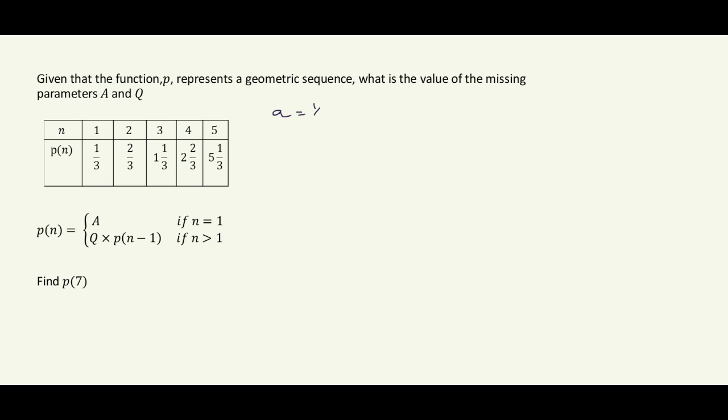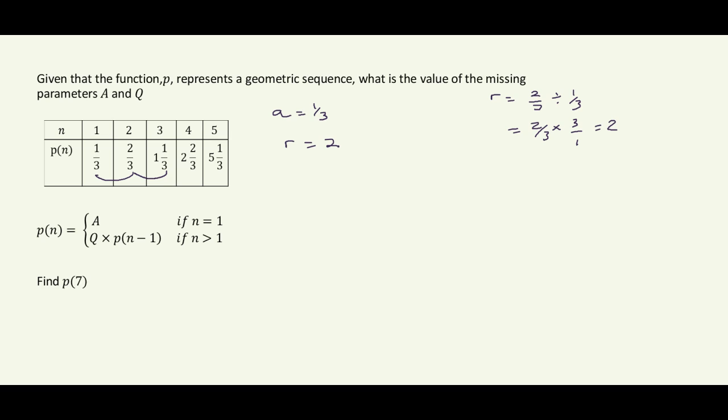Final example, we want to find out what a is. A is 1/3. And we want to find a common ratio, so we go from the right to the left. 2/3 divided by 1/3, 1/3 divided by 2/3, and so on and so forth. So let's find the ratio here. Ratio is 2/3 divided by 1/3, which is 2/3 times 3/1. This is 2. So your ratio is equal to 2.